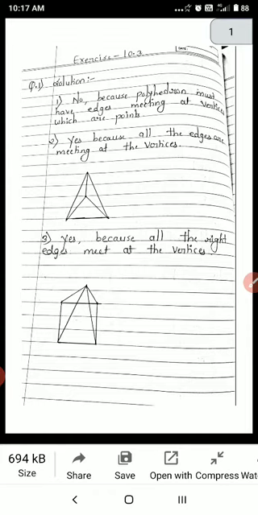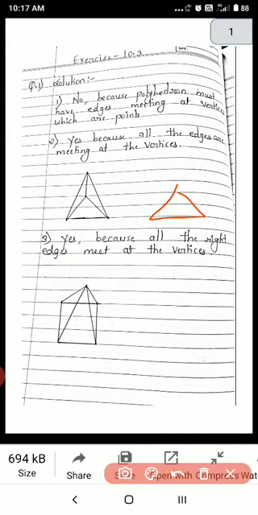Then second, four triangles. With four triangles, it is possible. So yes, because all the edges are meeting at the vertex. You can see here, I am making the diagram. First, you make this triangle. Then you extend this point to here, this point to here. Here you got two triangles. Now you got 3 and 4 triangles. So with 4 triangles it is possible.